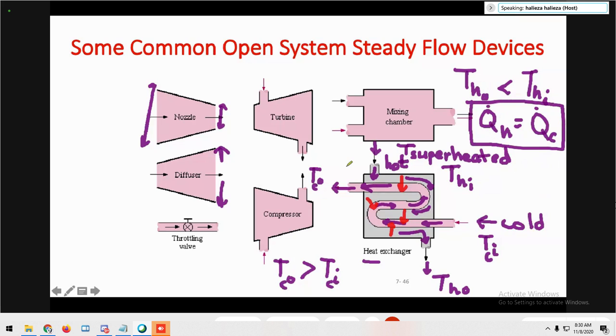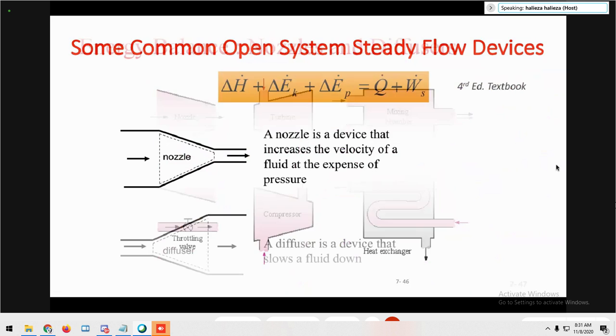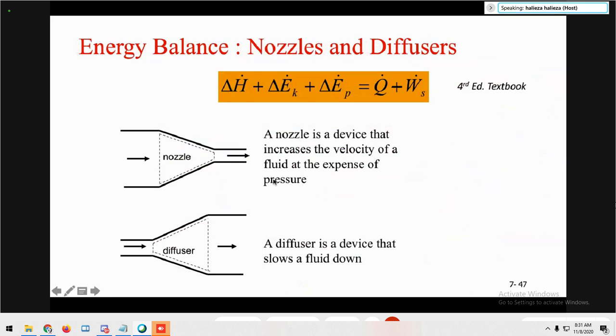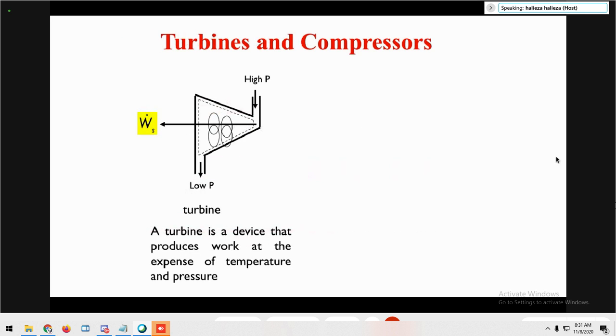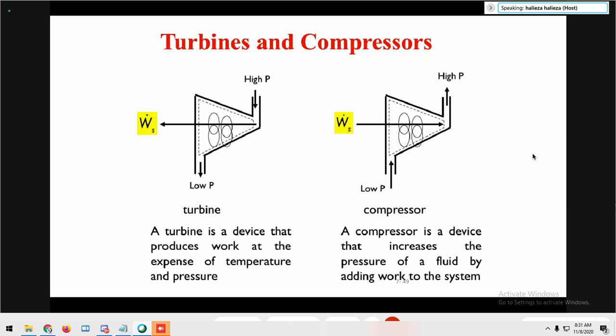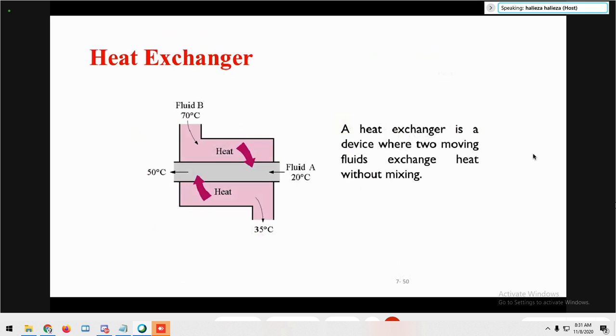Okay, let's go to the next slide. I think the next slide is all about how the velocity increases as the fluid expands. I think you understand that, I already explained that. Okay, reduce pressure. Turbine: you produce work that is going to be changed to electrical energy. Compressor, I already mentioned that. This is the heat exchanger. Okay, that's it.